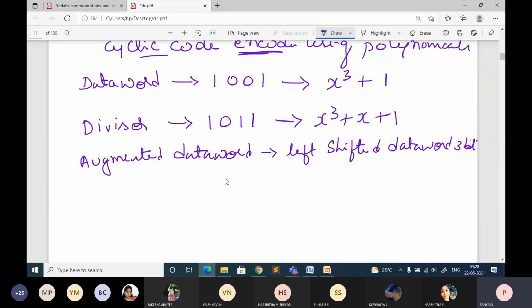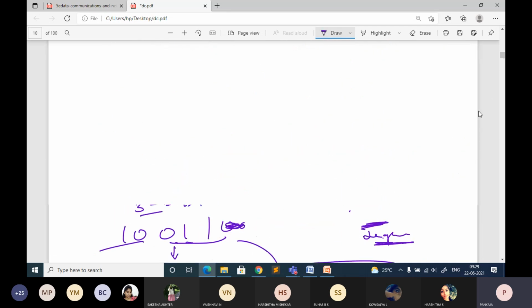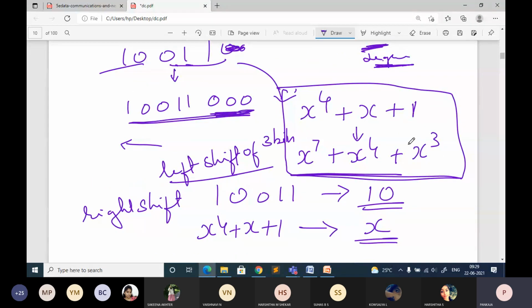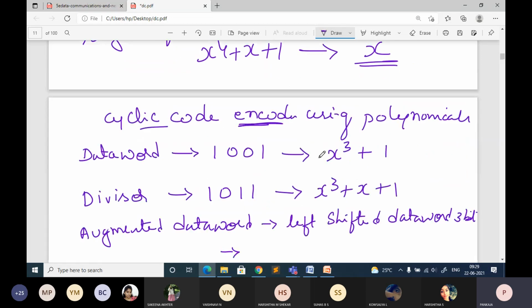Quickly, what is the answer? What is the data word you are going to get? You can just check it. What I did for left shift of 3 bits here for this polynomial, the same thing. So when I append these 3 bits, it is nothing but left shift. Okay, so accordingly, what is the answer for this?